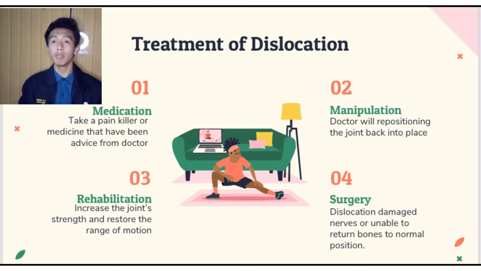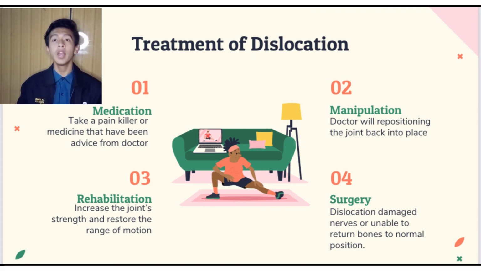Your doctor may recommend medication to reduce your pain from a dislocation. Second is manipulation. A doctor returns the bones to their proper place. And the third one is rest. Once the joint is back in place, you may need to protect it and keep it immobile. Using a sling or splint can help the area heal fully.